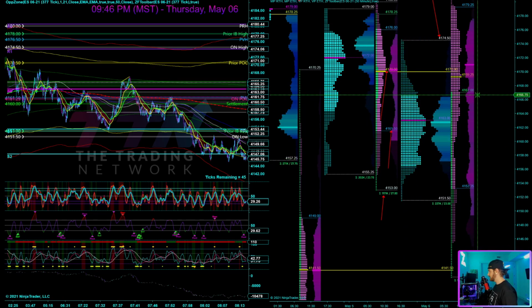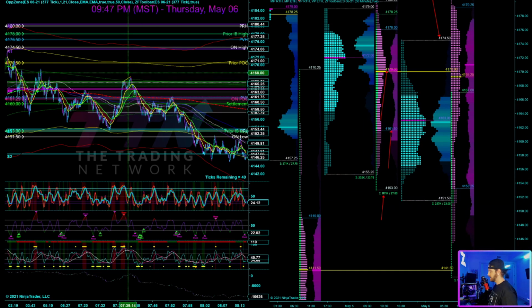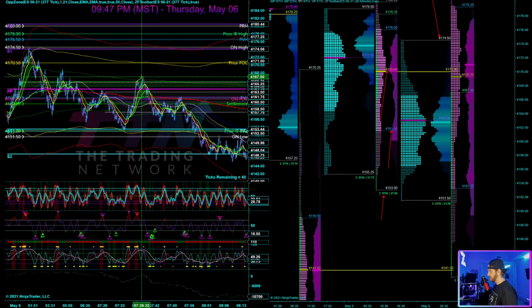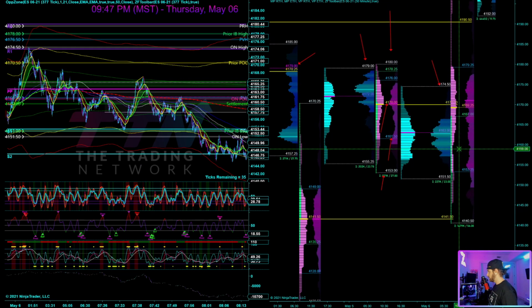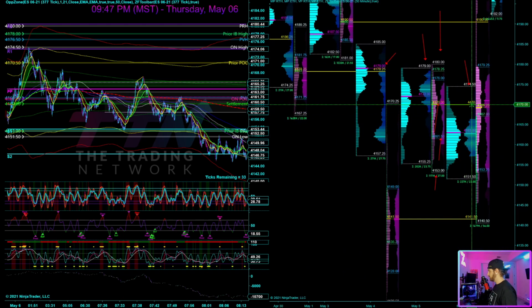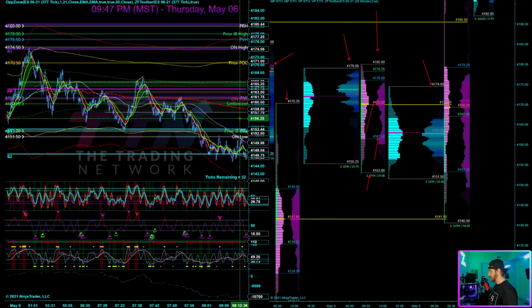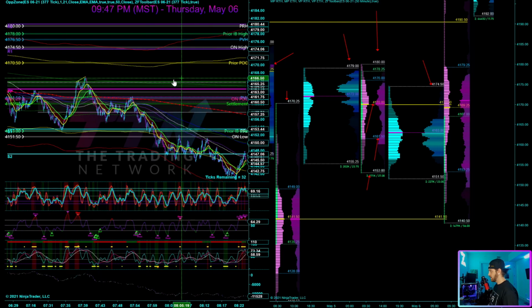We initially got rejected right here, 41.67. We came back down, and you can see that this lined up very nicely. That was where we got that bearish divergence. And the profile information holds significant weight. We couldn't even look back into that POC in the initial balance, and we had resistance here lining up as well. So that offered up a very nice short opportunity off the rip.